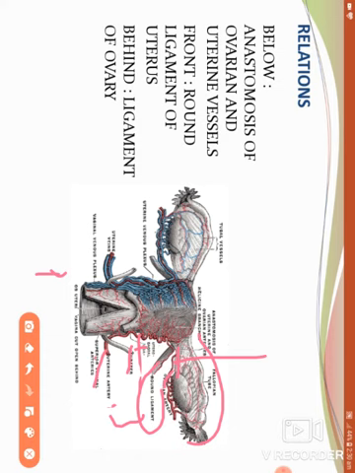So during hysterectomy, removal of the uterus, one should be careful about avoiding injury to the ureter while clamping the uterine artery. That's about the relations of this uterine tube.